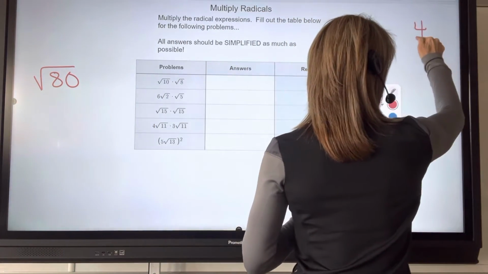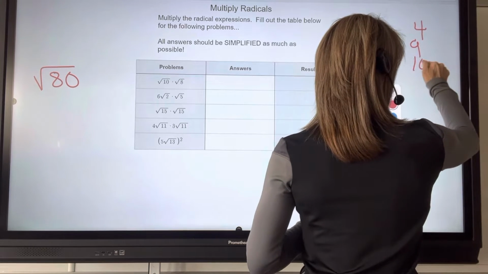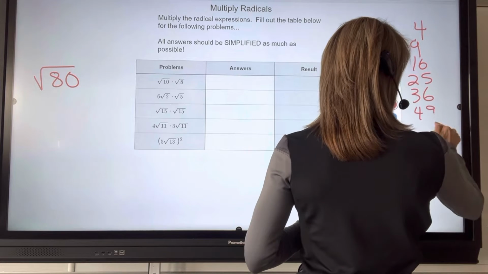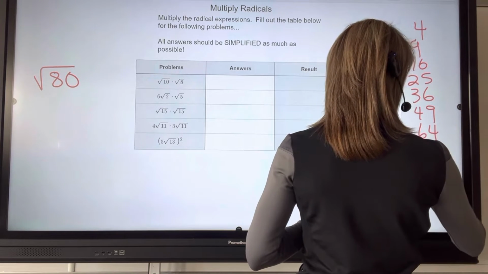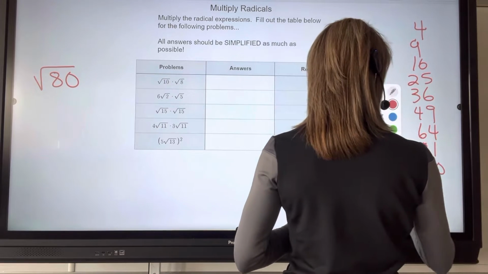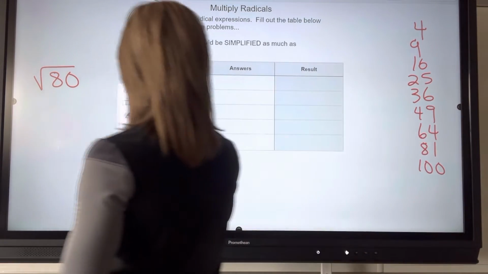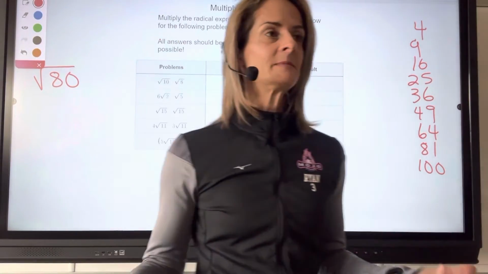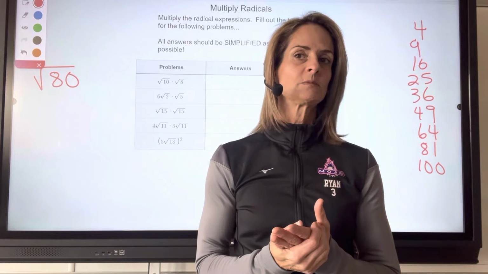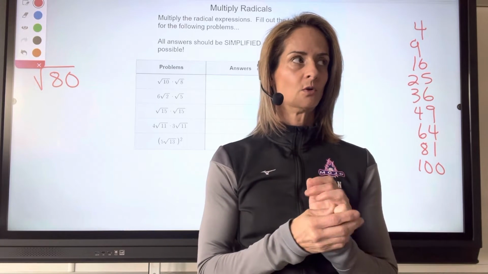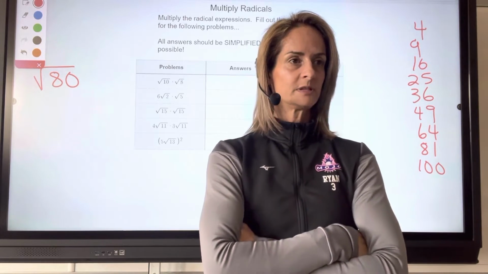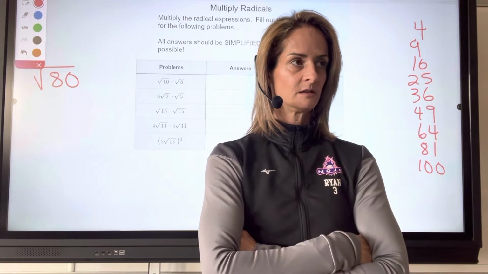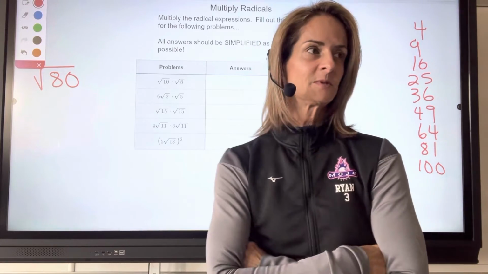So we've got 4, 9, 16, 25, 36, 49, 64, 81, and 100. Good enough for now. Okay, so 10 times 8 is 80, but are either of those numbers perfect squares? No. What's a number that goes into 80? Even if it's not the largest one, does 16 go into 80 evenly? How many times? 16 times 5 is 80.